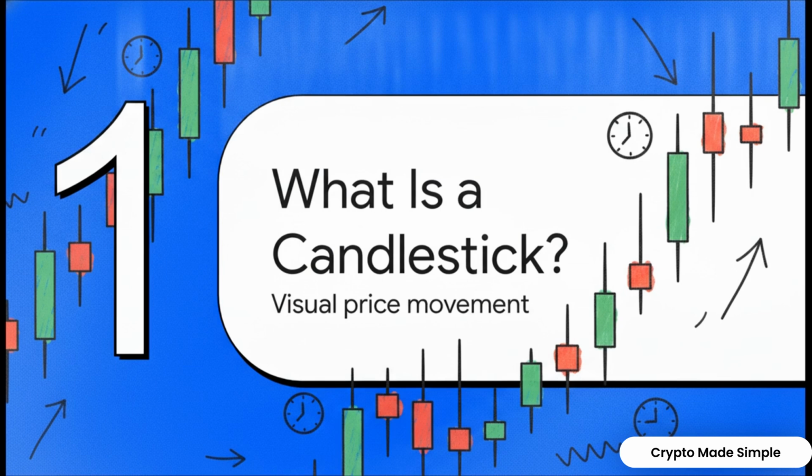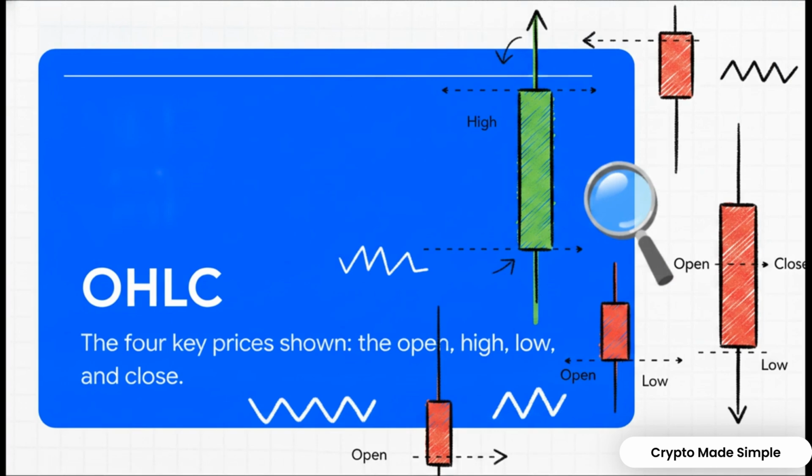Part 1. Demystifying the Japanese candlestick, the fundamental building block of price movement. Okay, so a candlestick is basically just a visual snapshot of price movement over any time frame you pick. Maybe that's 1 minute, maybe it's a whole day, or even a week. But here's the thing. Regardless of the clock you're using, every single candlestick relies on 4 critical price points. We call this OHLC. The open is the price at the very beginning of that time frame. The high is the absolute maximum price reached. The low is the absolute minimum, and the close is where the price finally settled at the end. Those 4 data points are literally all you need to build the shape.